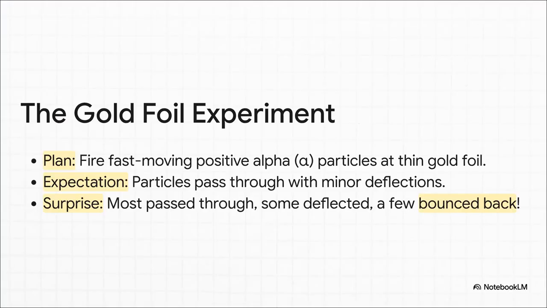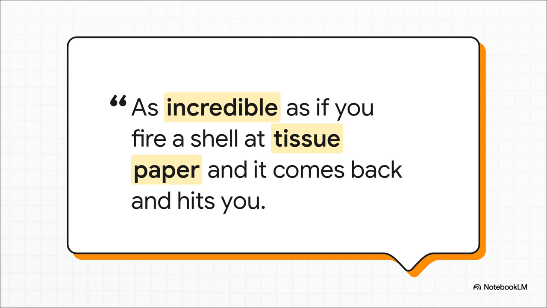So here's what Rutherford did. He took a super thin sheet of gold foil. Imagine a piece of paper, but thousands of times thinner. And he shot tiny, fast, positive particles, alpha particles, at it. He thought they would all just go straight through, like a bullet through paper. But what happened next was totally unexpected. Most of them did go straight through, but some of them got deflected to the side, and a few, can you believe it, a few bounced right back. Rutherford himself couldn't believe it.